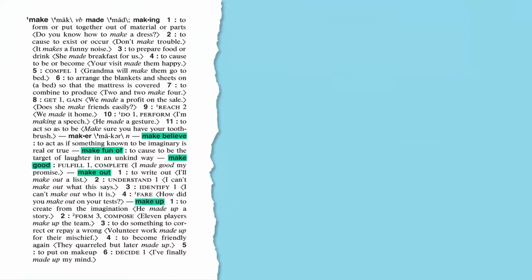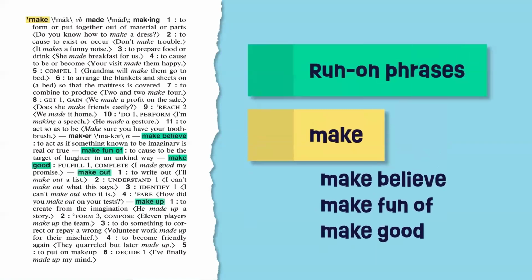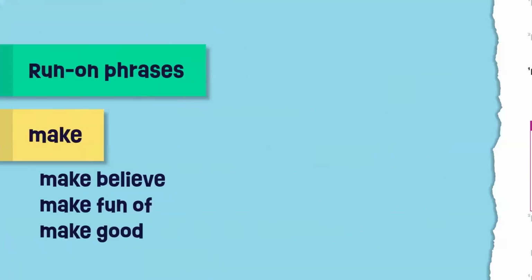Sometimes you'll find a phrase in dark, heavy type at the end of an entry. Here at make are make believe, make fun of, and make good. These are called run-on phrases. The entry's headword is the first major word for this kind of phrase, but not necessarily the first word.